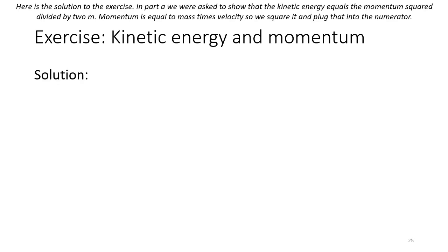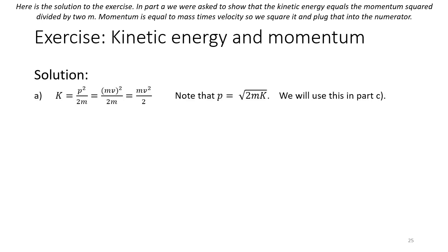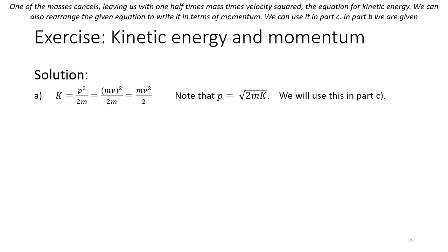Here is the solution to the exercise. In Part A, we were asked to show that the kinetic energy equals the momentum squared divided by 2m. Momentum is equal to mass times velocity, so we square it and plug that into the numerator. One of the masses cancels, leaving us with 1/2 times mass times velocity squared, the equation for kinetic energy. We can also rearrange the given equation to write it in terms of momentum. We can use it in Part C.